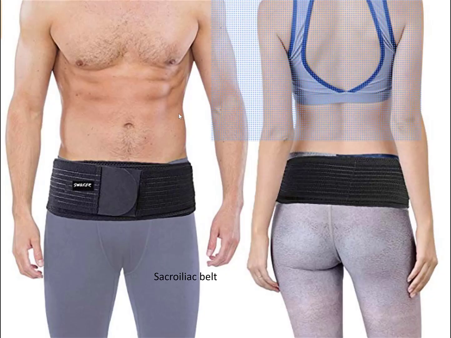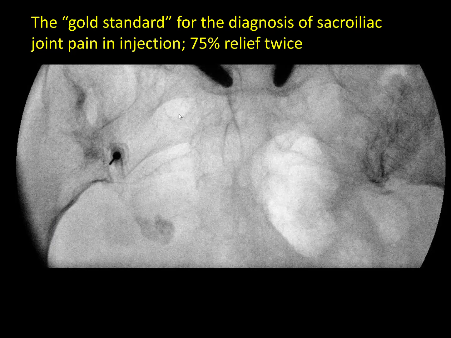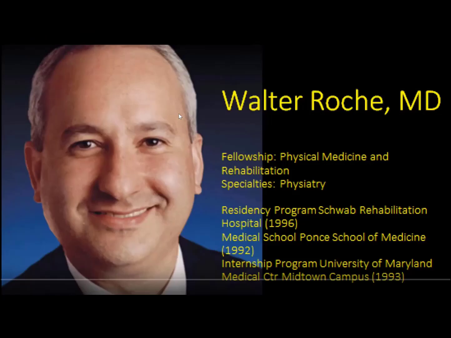That's a good point. So, just non-operative treatments, I've never prescribed a sacroiliac belt, but it's an option. The gold standard, the people who do a lot of SI joint fusions say, is an injection, with 75% relief twice to prove that that's the area, the radiographic injection. It can be done under fluoro, or it can be done under ultrasound.